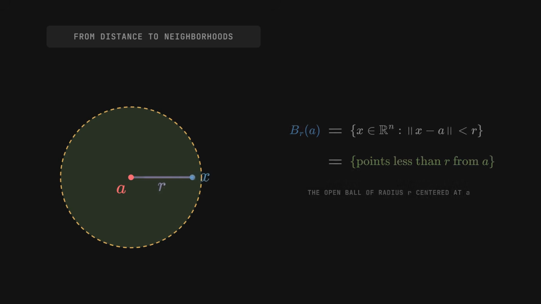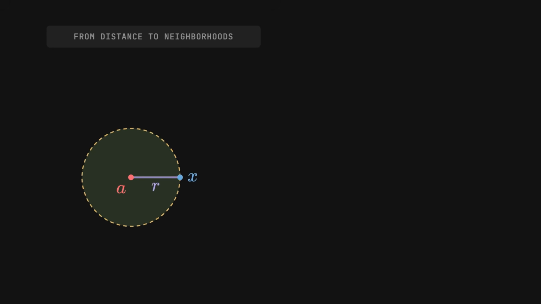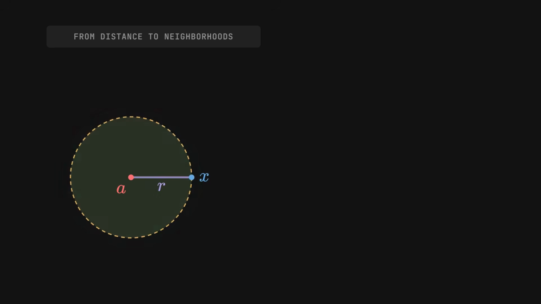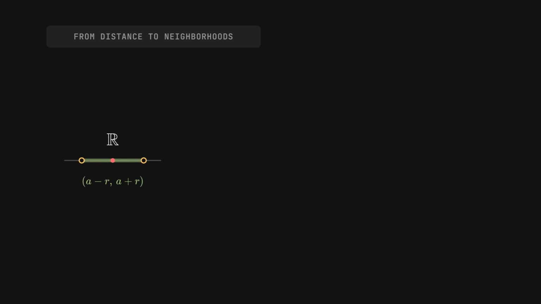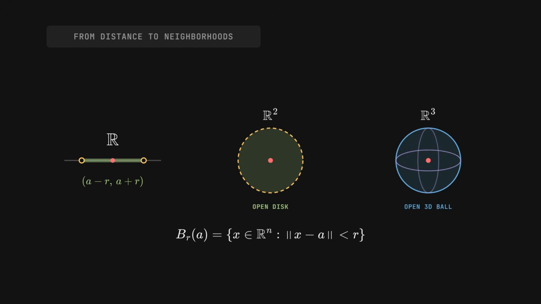The radius determines how much of the surrounding space is considered nearby. A smaller radius gives a smaller neighborhood, while a larger radius gives a larger one. In 1 dimension, an open ball is an open interval. In 2 dimensions, it's the interior of a circle. In 3 dimensions, it's the interior of a sphere. The picture changes with the dimension, but the definition remains the same.